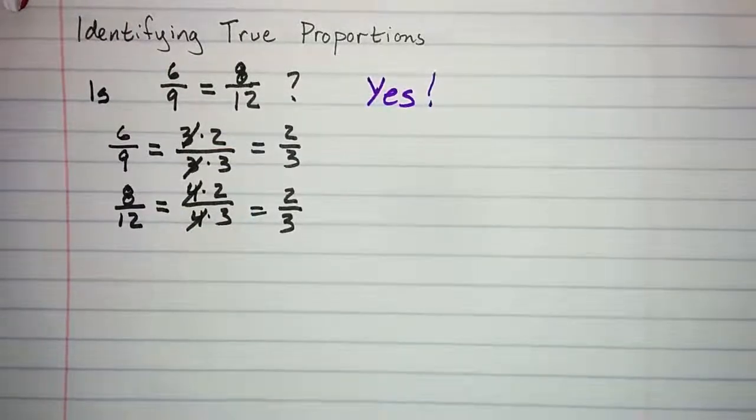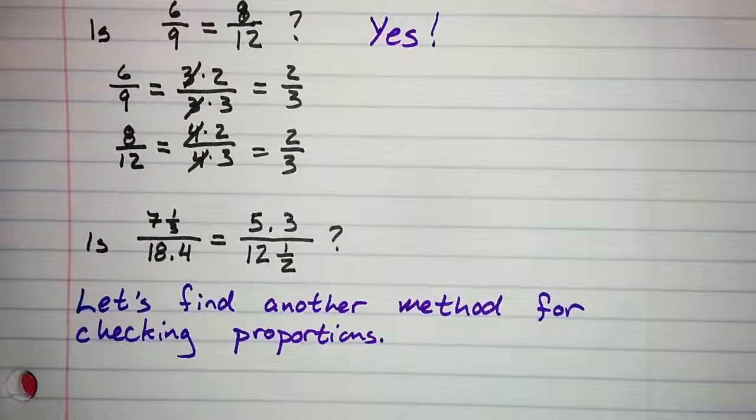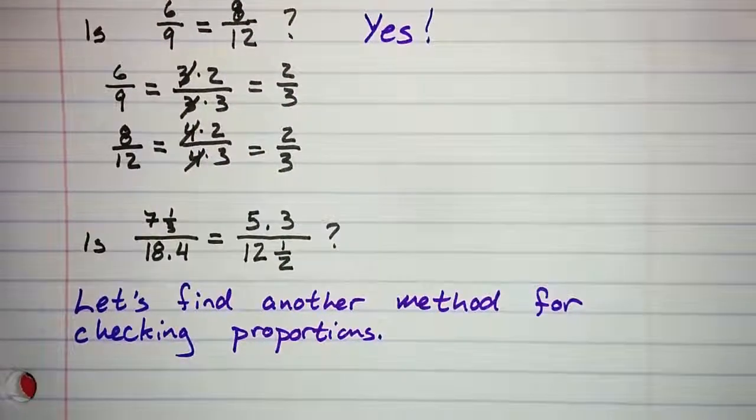What if I asked, is 7 1/3 over 18.4 equal to 5.3 over 12.5? Do you want to simplify that? I don't want to simplify that. Let's see if we can find another method. In order to find another method, I want to take a look again at my original proportion.